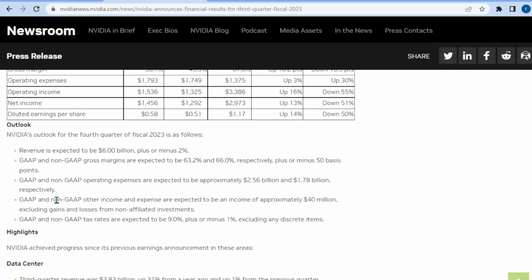It says GAAP and non-GAAP other income and expenses are expected to be an income of approximately $40 million. Right here it says tax rates are expected to be 9%.